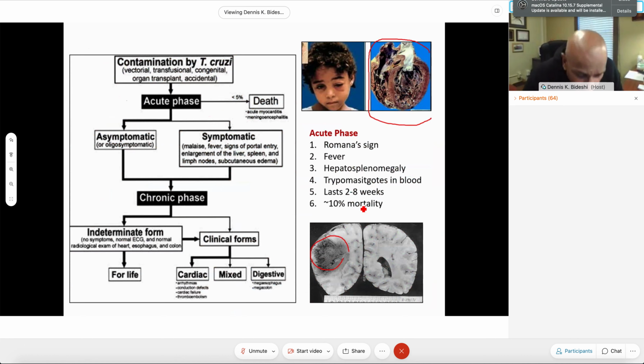Does it happen right away? No, it's a chronic disease. It takes a long time for this thing to develop. But again, if you get to these stages here, like in the heart, that heart's gone. And the brain, of course, there's no return from something like this. All right?